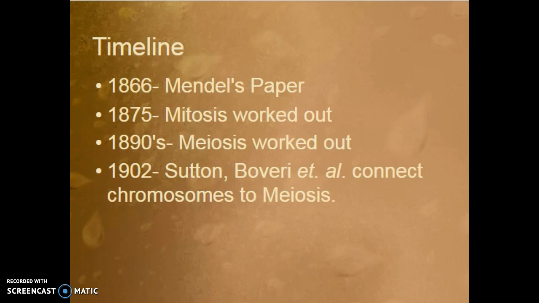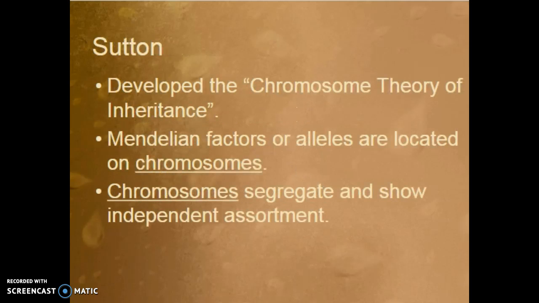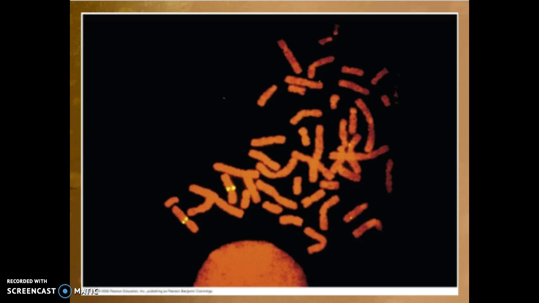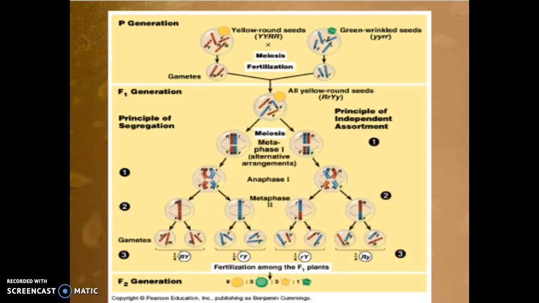In 1902, Sutton is able to connect chromosomes to meiosis, which says that things like chromosomes are going to segregate and follow Mendel's laws, not genes. So genes can sometimes violate independent assortment if they live on the same chromosome. Here's a picture of chromosomes where genes have specific addresses.